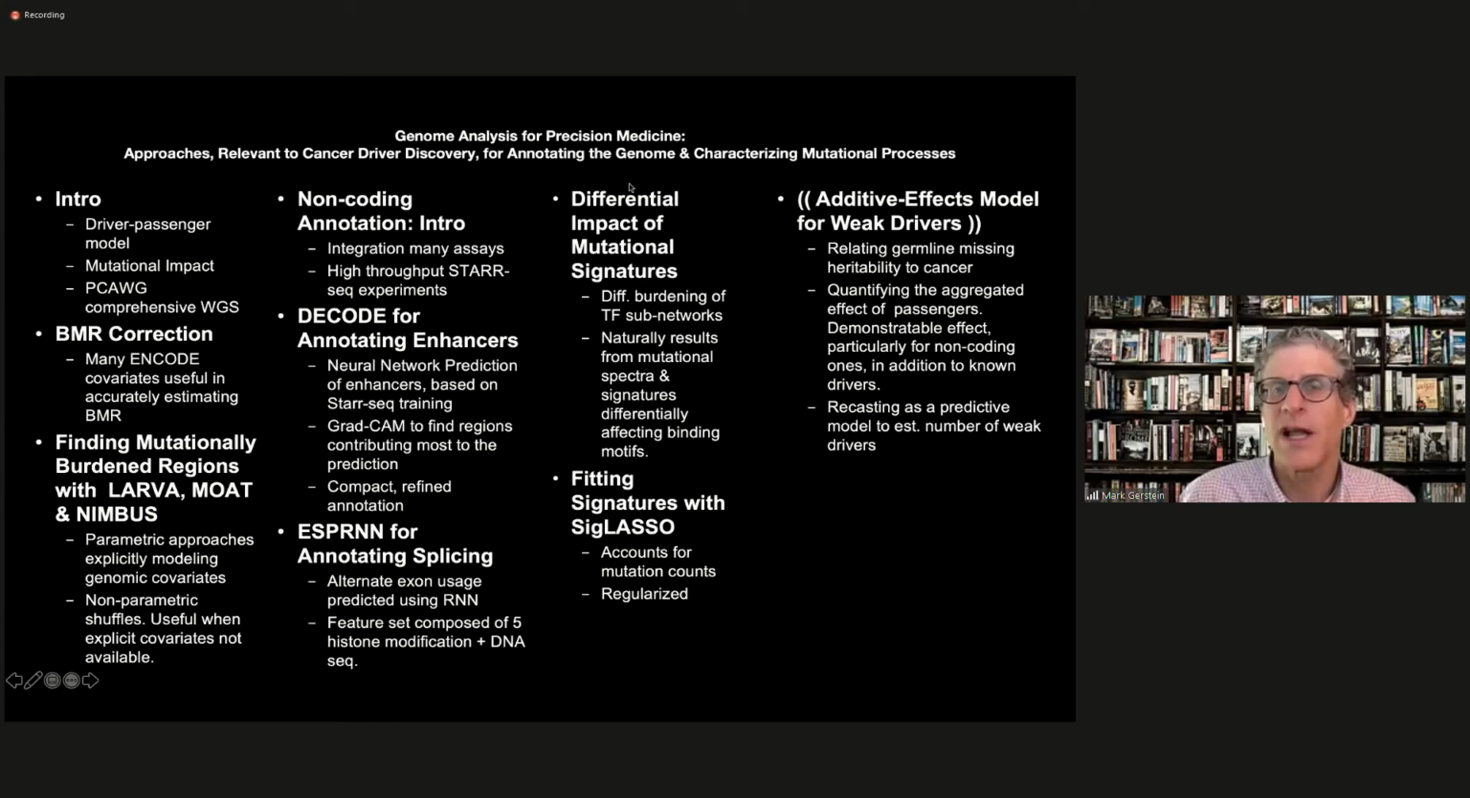And then we talked a lot about looking at signatures. We introduced the notion of mutational signatures, how the signatures differentially impact different transcriptional regulatory subnetworks, different transcription factors. They differentially give rise to impactful versus non-impactful mutations in different cancers. And then we talked about how we fit the signatures with this particular procedure we have called siglasso, and how it's regularized and also takes into account mutation counts.